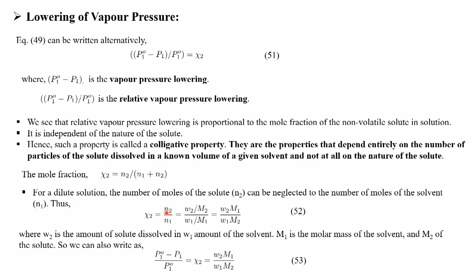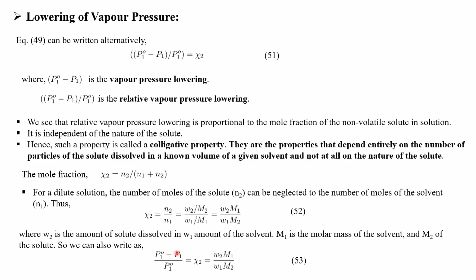Now what is N2? N2 is the number of moles of solute, which is the weight of the solute W2 divided by the molar mass of the solute M2, and N1 is the weight of the solvent W1 divided by the molar mass of the solvent M1. If we rearrange, we get x2 is W2 M1 by W1 M2, where W2 is the amount of the solute dissolved in W1 amount of the solvent, M1 is the molar mass of the solvent and M2 is the molar mass of the solute.